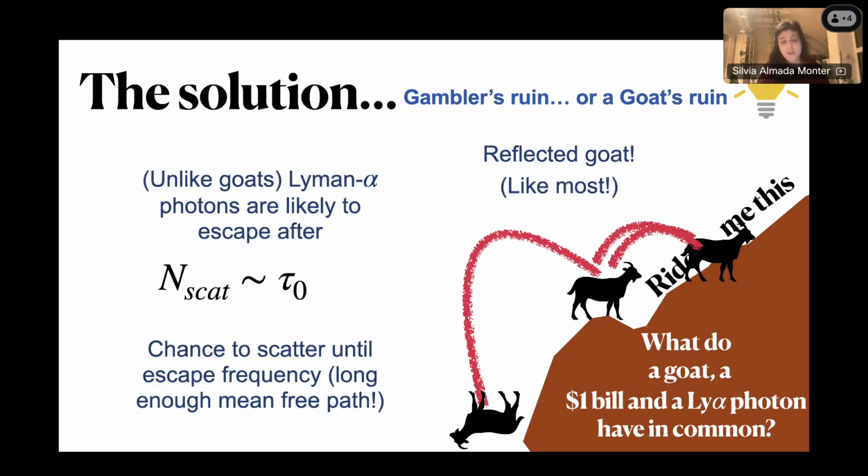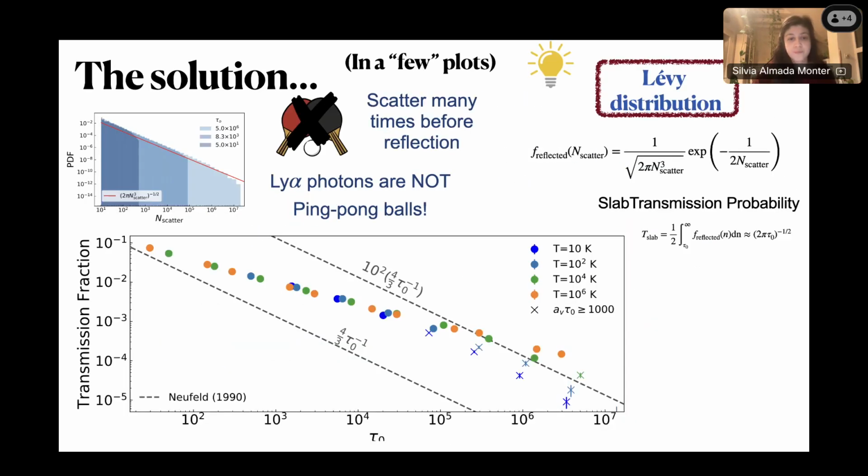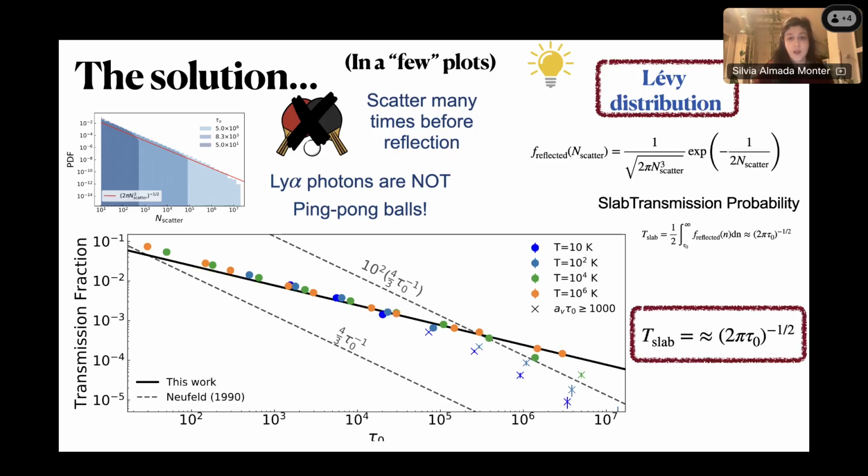So, as I told you earlier, the number of scatterings is important for the transmission, because the more scatterings, the larger the chance to scatter until the escape frequency, and the larger the chance for the mean free path to increase, so that it can jump out of the gas cloud. So this is what we did. Actually, we found that the probability density function was consistent with the Levy distribution. And once we did that, we were able to compute the transmission fraction. And it worked, and it was aligned almost perfectly with our experiments.